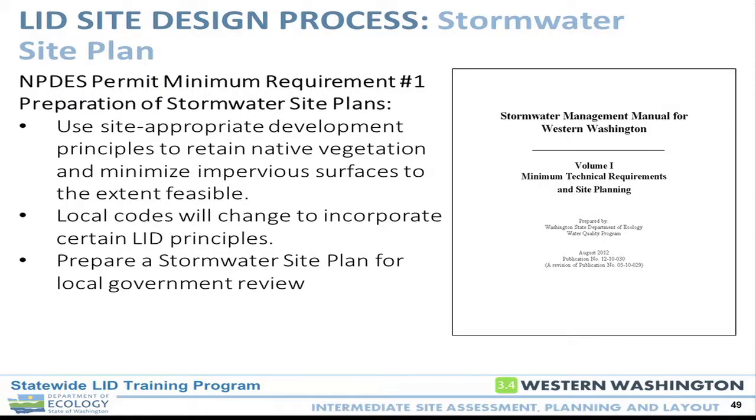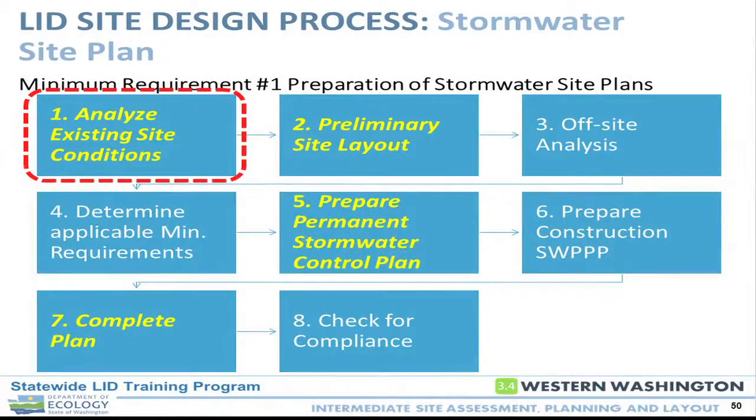Review the local codes. Like I said, they're being changed to incorporate certain LID principles. The purpose of this document is to prepare it for local government review, so they understand what homework you've done and understand the intent of that design, what is the performance that you're anticipating, and what are limitations. This is where you're going to document whether or not low impact development is feasible or not. So in the stormwater site plan, the minimum requirement 1 lays out 8 steps. And this is what's been in the prior manuals. What's shown here in yellow are the steps in that manual that really required rework to allow or require low impact development on sites.